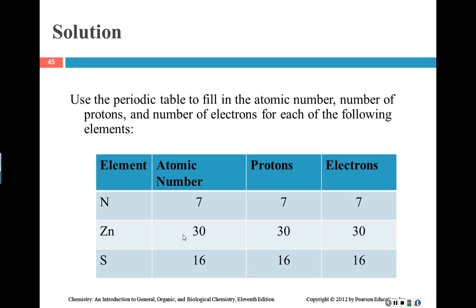Okay, so notice that these numbers are the same going across because we know that if the atomic number is 7, that means it has 7 protons, 7 electrons. The atomic number for zinc is 30, sulfur is 16, so we also know the number of protons and electrons of that element.